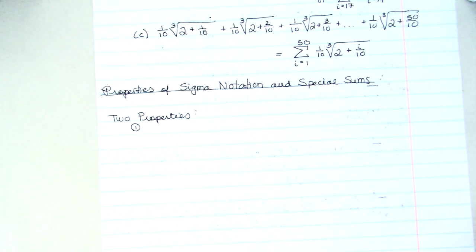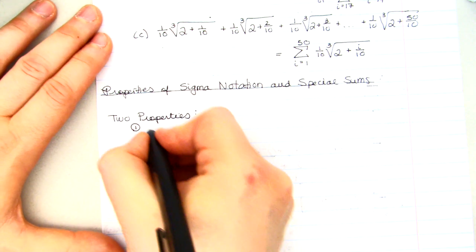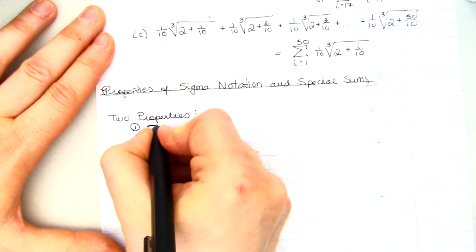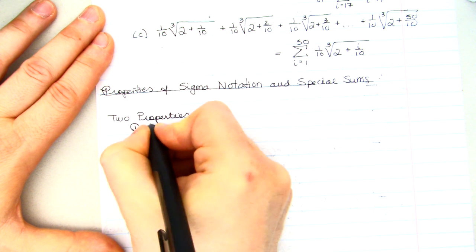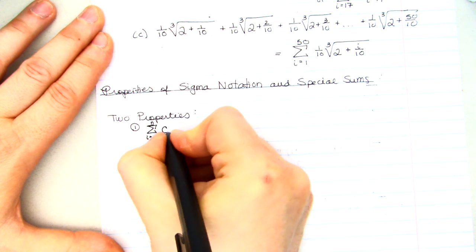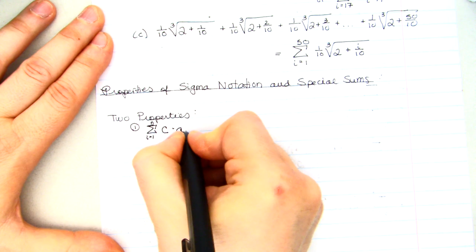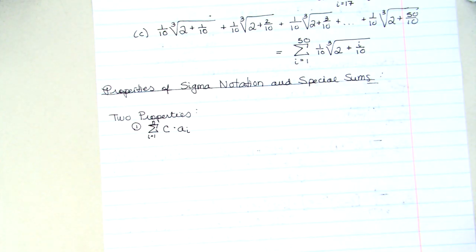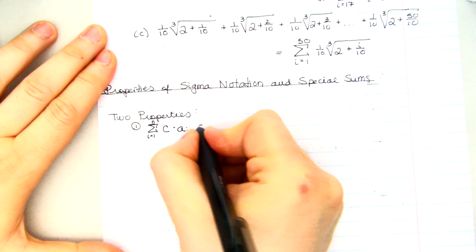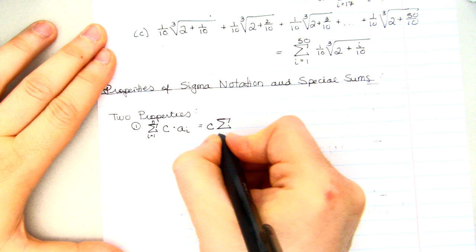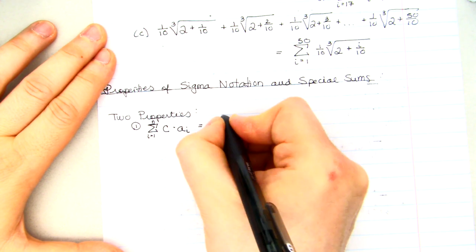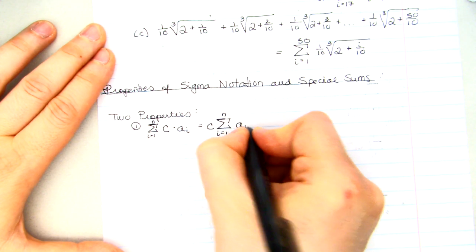First one is our constant multiplier property that says if I want to do the sum as I goes from 1 to n of some constant times a sub I, I can take that constant out front before my sigma and say C times the sum as I goes from 1 to n of a sub I.